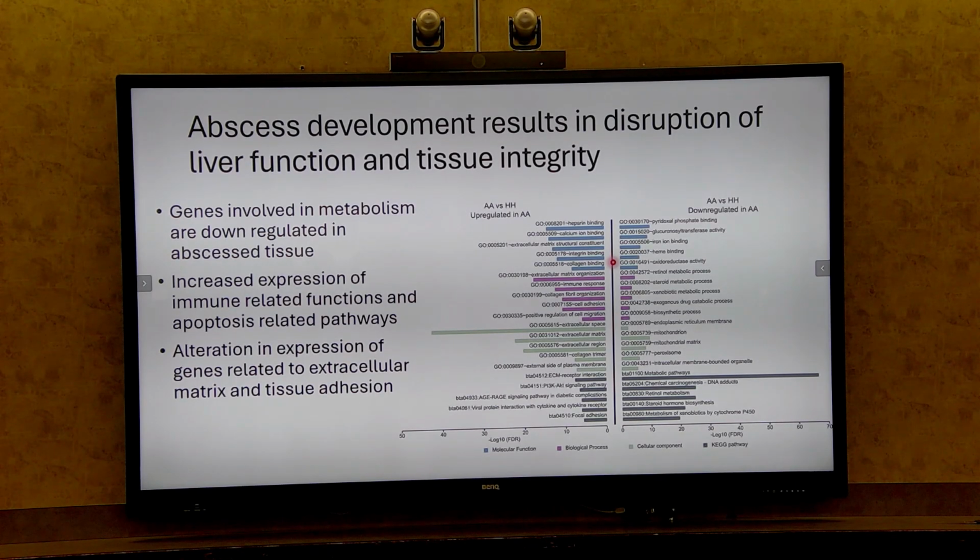So one of the other things that we've done in this project is we've looked at, okay, what happens to the liver function itself.